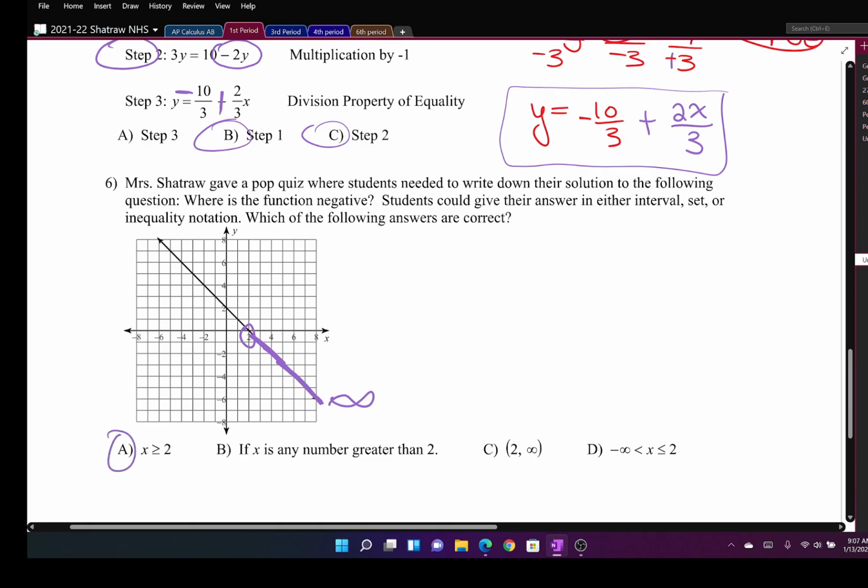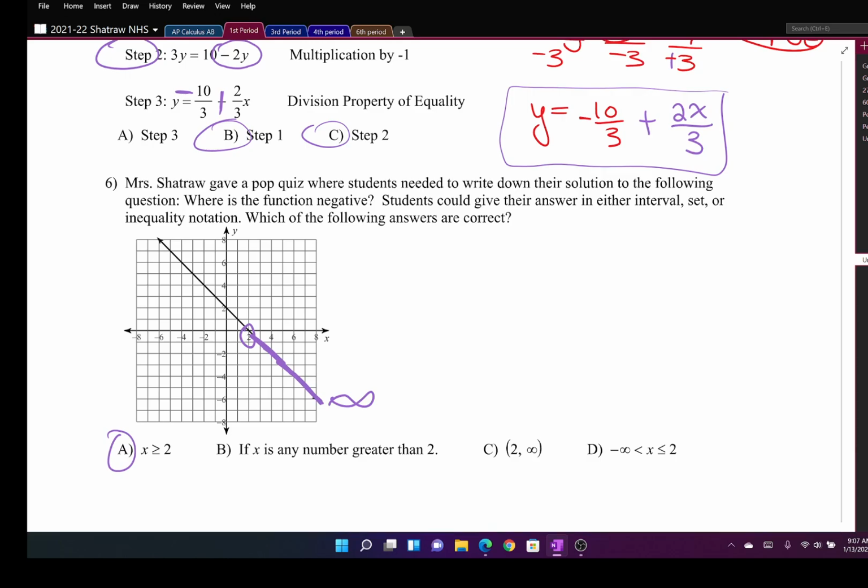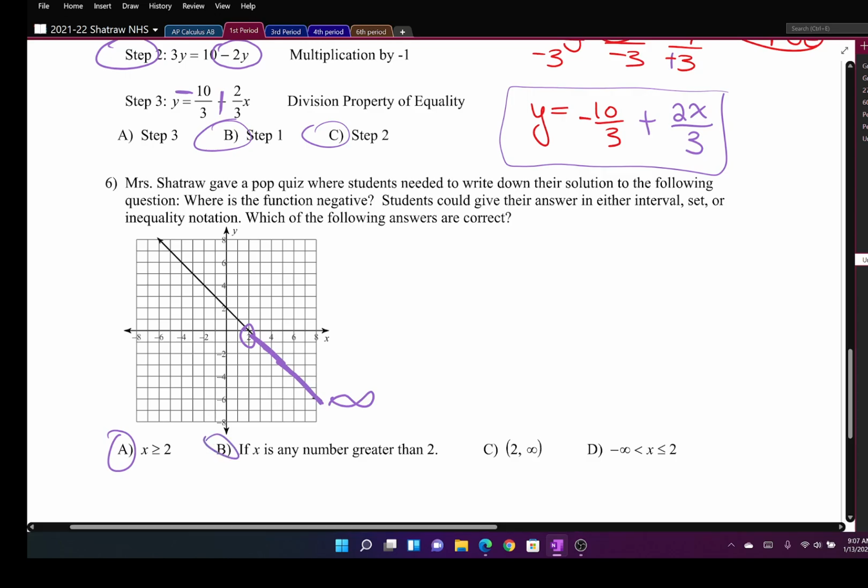It is definitely correct. Hey, there's a sentence here. If x is any number greater than 2. Yep, that's definitely true. This is interval notation, and I'm loving it. And that one, negative infinity up to 2. Oh, yeah. No, that's not right. There you go, guys.